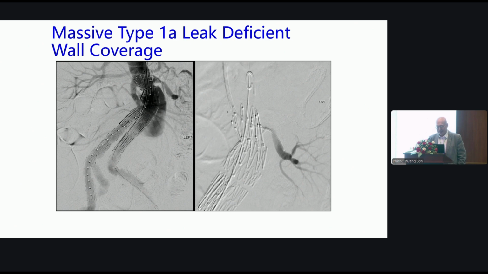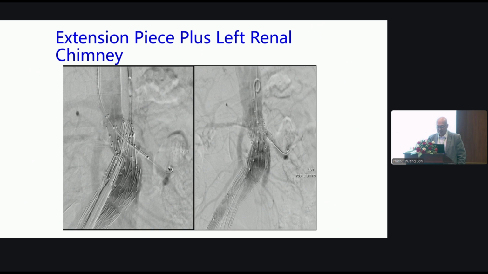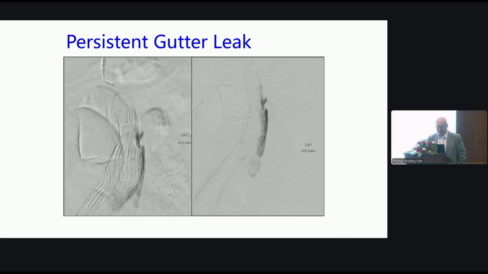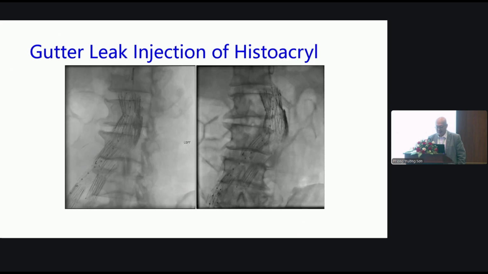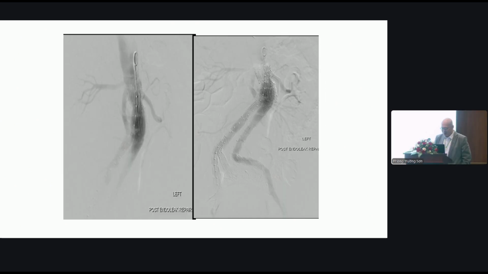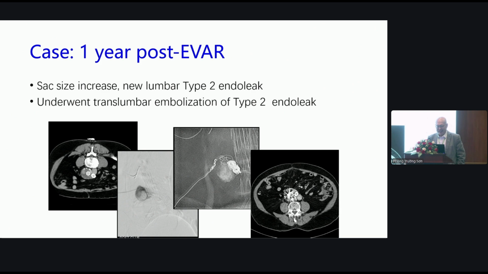And in this sort of case, we basically do a chimney extension, and then we put a cuff up. But still, you get a gutter leak. And in this sort of situation, I think Professor Cheng was talking about earlier, we basically embolize the leak point at that point in time. Certainly makes us feel good after the operation. We don't know how it works. It looks very good, and actually it sometimes lasts.